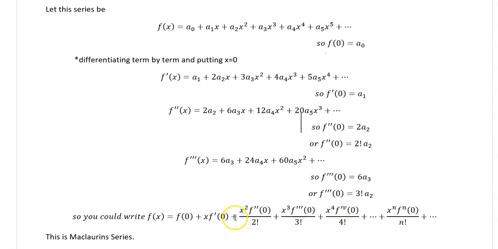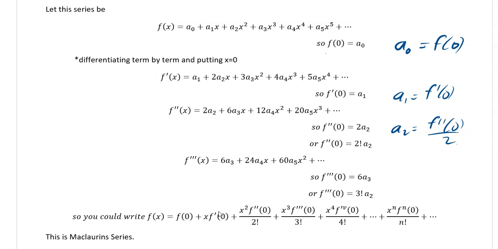So if we put these things back into our original series, for example, your a0 you're replacing with f of 0. Your a1 you're replacing with f dash of 0. Your a2 is going to be f double dash of 0 divided by 2 factorial. Your a3 is going to be f triple dash of 0 divided by 3 factorial. And then you sub those back into the original equation. This is the result that you're going to get.